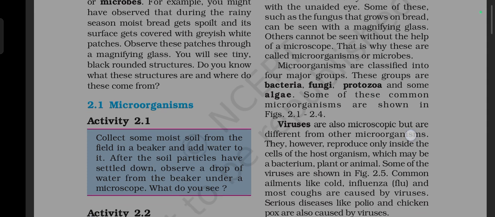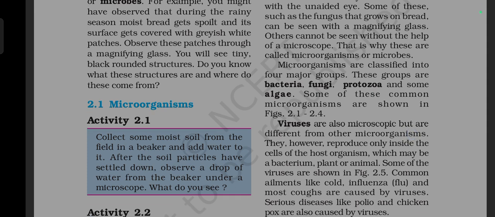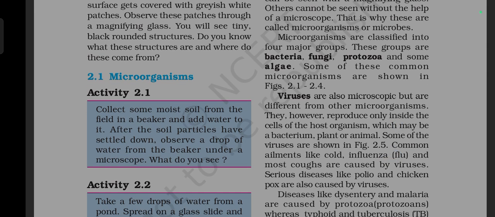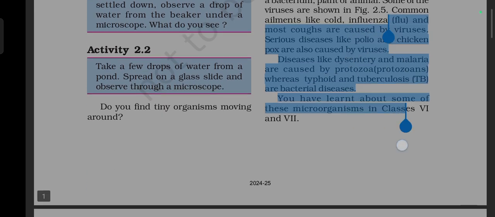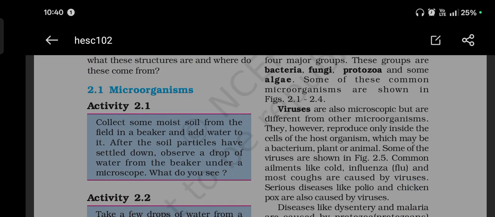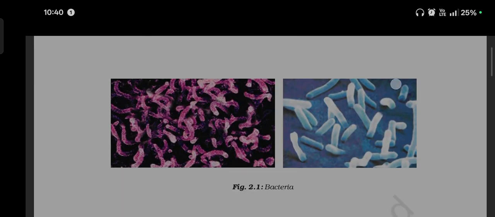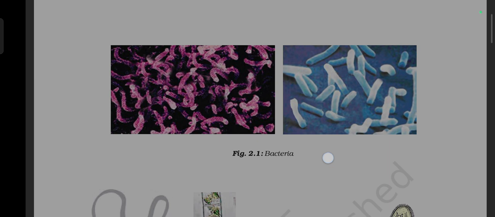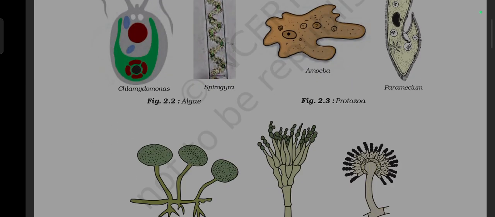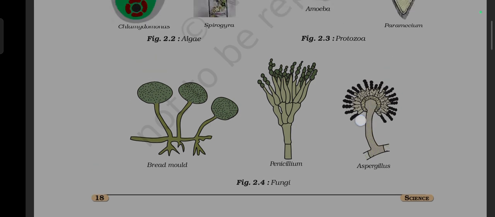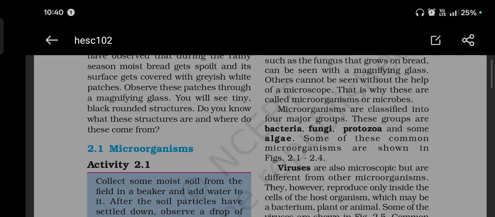Microorganisms are classified into four major groups. These groups are bacteria, fungi, protozoa, and some algae. Some of these common microorganisms are shown in figure 2.1 to 2.4. So these are the bacteria, and these are the fungi, whatever you want to call.